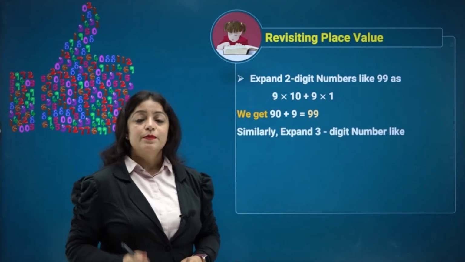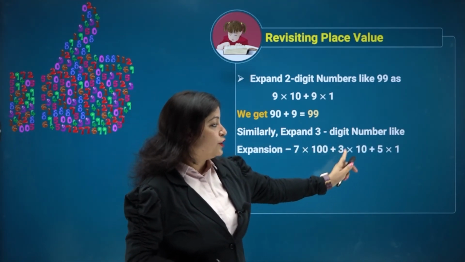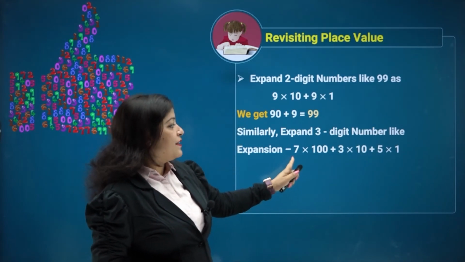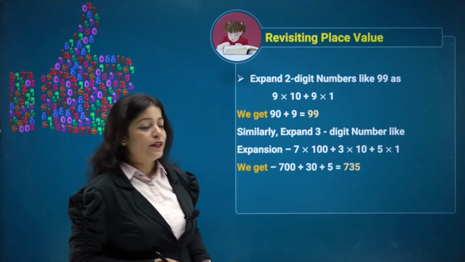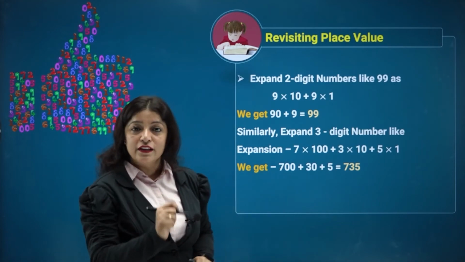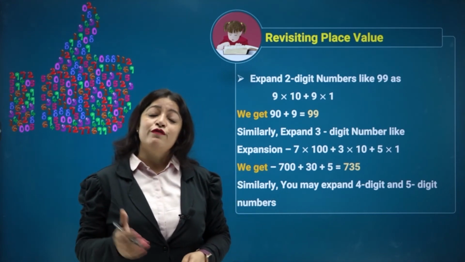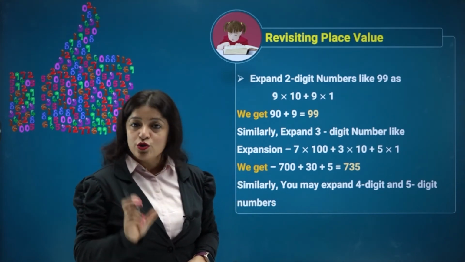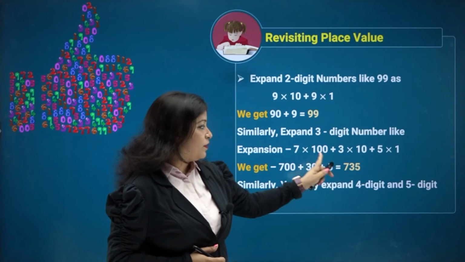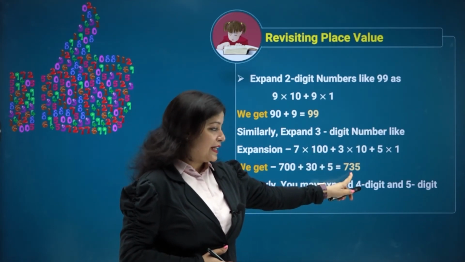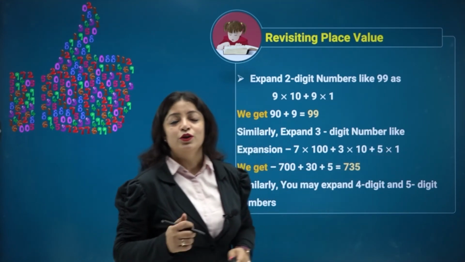Isn't it simple? Similarly, expanding a 3 digit number, for example, 735. So how to write that number? 7 times 100, 3 times 10 and 5 times 1. We get the number here 700 plus 30 plus 5. That gives you 735. In the same way, you may expand any 4-digit number or a 5-digit number. The only thing that you have to ensure is, in the number, suppose 735, 7 is on the hundreds place, so 7 will be multiplied by 100. 3 is on the tens place, so 3 is multiplied by 10. 5 is on the units place, so 5 is multiplied by unit, that is 1.